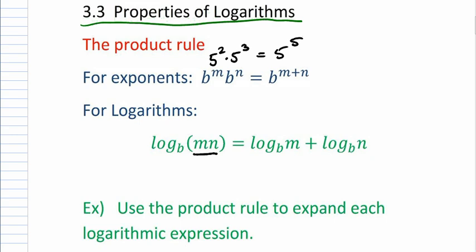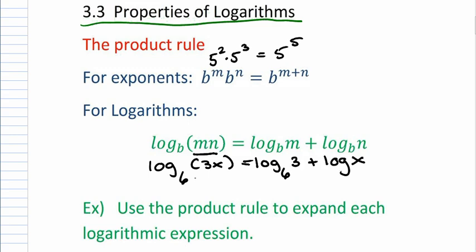When you multiply two numbers with the same base, like if you have log base 6 of 3x, you can split it up by adding and make it log base 6 of 3 plus log base 6 of x. So notice it was multiplication here, and you split it up into two separate logarithms with the same base.